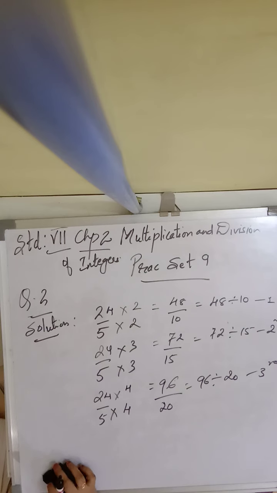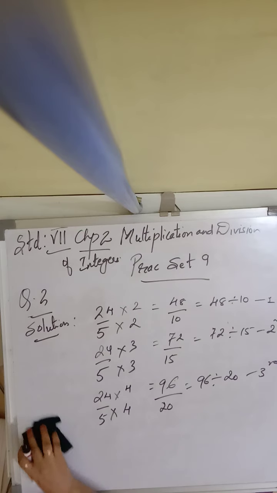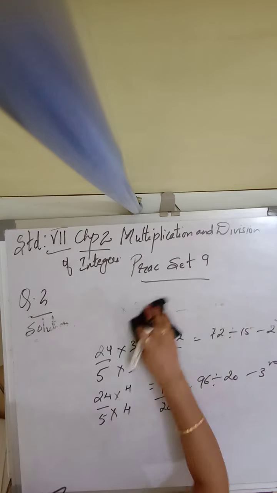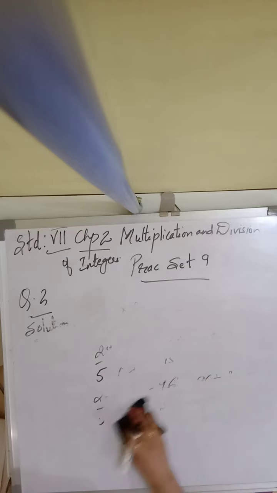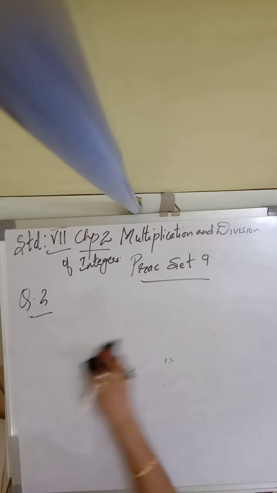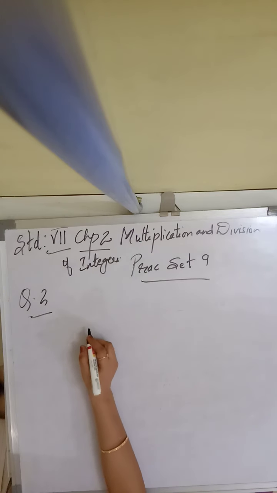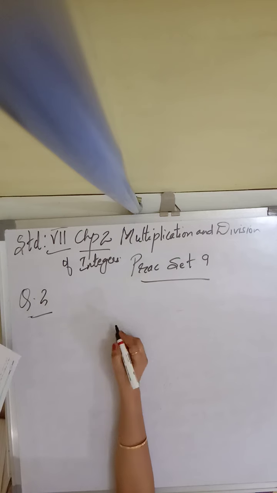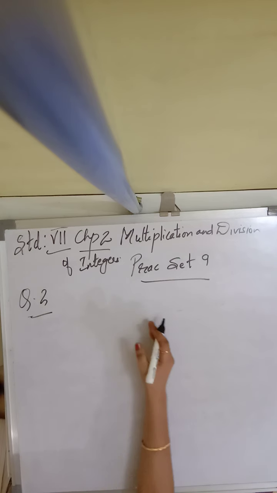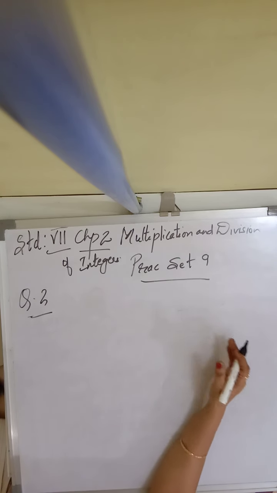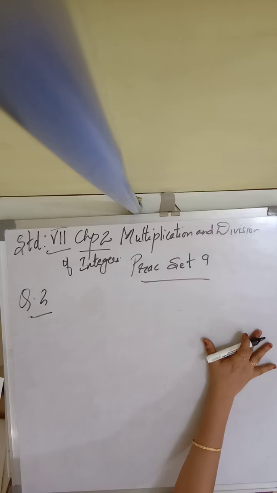Now moving to the next one, question number 3. Let's move to question number 3. Okay, now question number 3 is what? Write 3 divisions of integers such that the fractional form of each will be minus 5 upon 7.